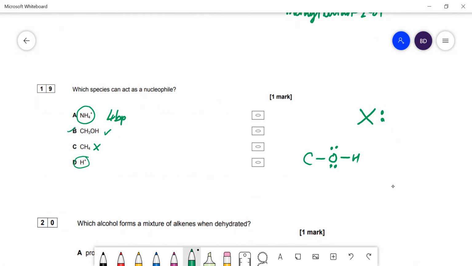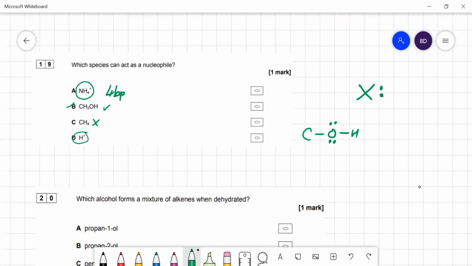Not something we'd really think of as being a nucleophile, maybe in year 12, but it could act as one because of the lone pair.